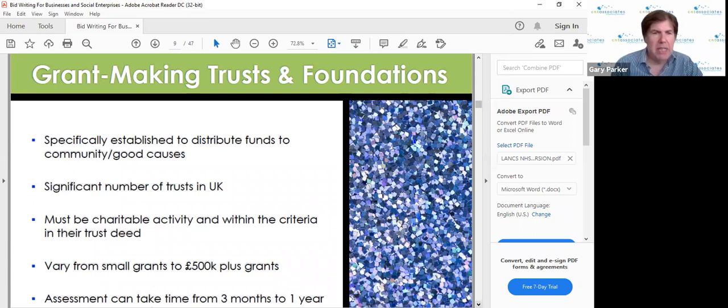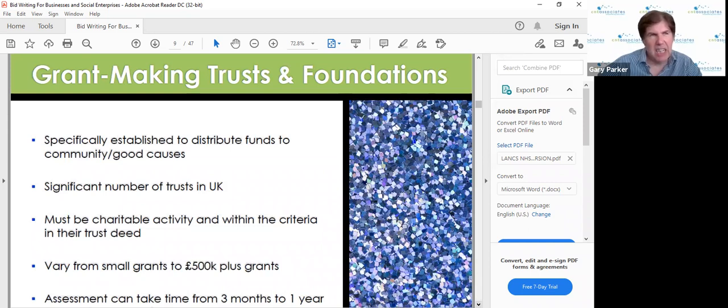So, these vary from very small grants, £250, to £500,000 plus. The biggest grants, because I'm going to mention these in a while, I think the biggest grants, so there are some charitable trusts that make grants of up to £3 million, maybe more in some cases that I've seen.